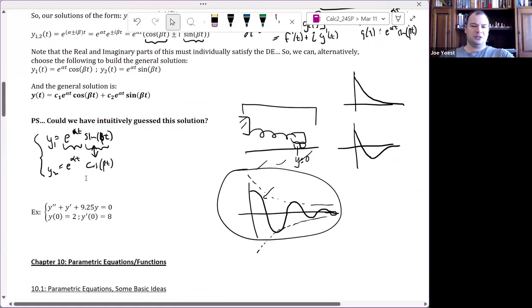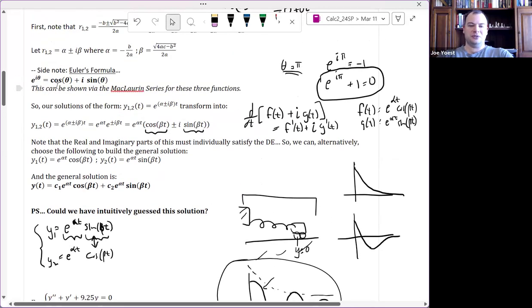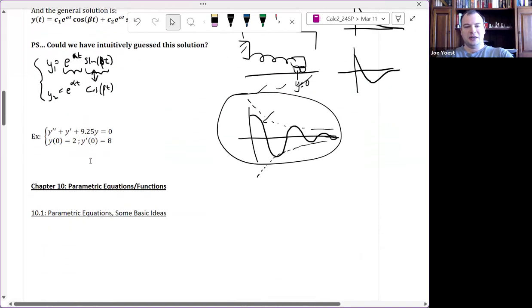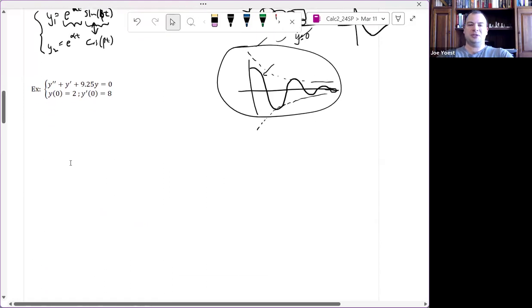So we could have guessed the solution, but I think it would have taken a good bit of effort to guess it, but we maybe could have. We could have, in theory, maybe avoided this discussion of complex numbers, Euler's formula and so on, and just intuitively guessed the solution based on the mass spring system analogy.